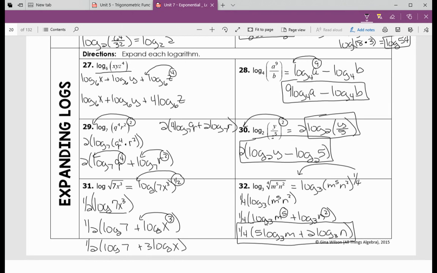So that is multiple looks at the 3 different properties of logarithms, the product, the quotient, and the power.